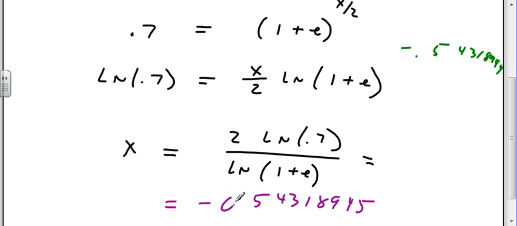How do you check that again? How did I do this? Or how did I do that? We're checking the natural log. Yeah, I didn't. I just entered that directly into my calculator.